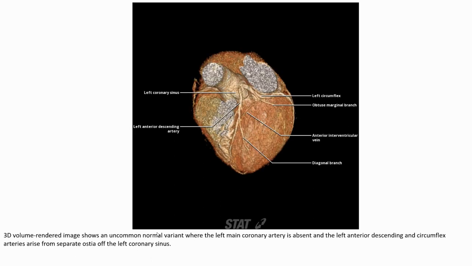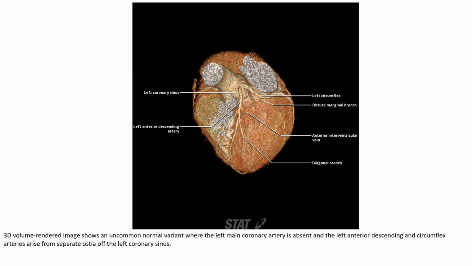Three D volume render image. An uncommon normal variant where the left main coronary artery is absent, and the left anterior descending and circumflex arteries arise from separate origins of the left coronary sinus. So in this case, there is no left main coronary artery, but we can see the arteries arising from the left coronary sinus.